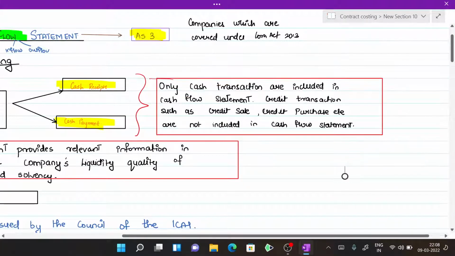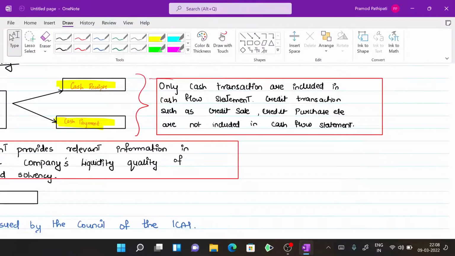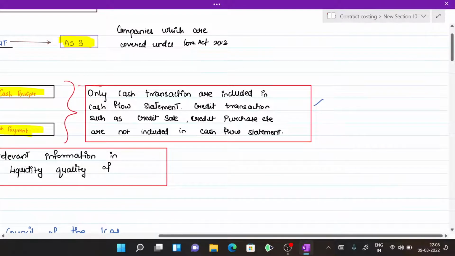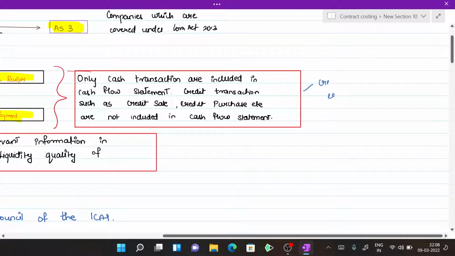Here the credit transactions such as credit sale. Simple thing is that when we do the credit sale, cash is not coming into our business or going out of the business, so this will not be included in our cash flow statement. Then the next thing is that credit purchase or any credit transactions which we do in our business will not come under the cash flow statement.